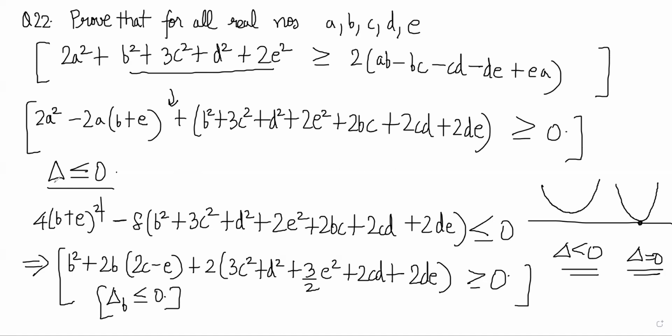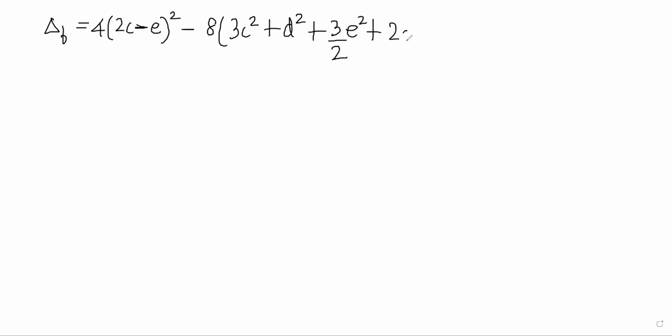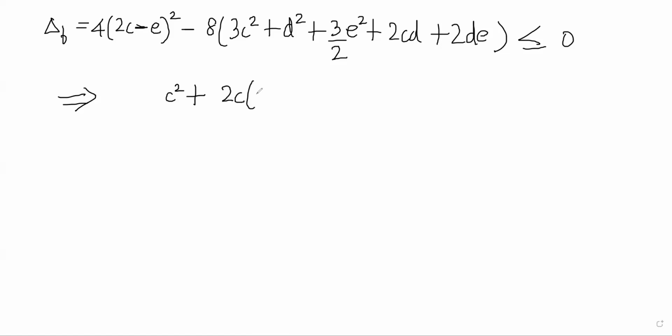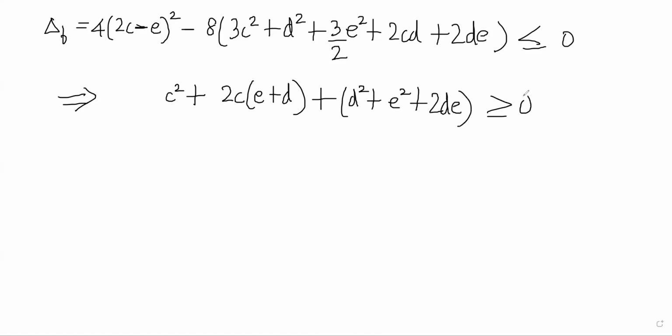And let's write on the next screen the discriminant that comes for b. That is equal to 4 times (2c minus e) whole square minus 8 times (3c square plus d square plus 3e square plus 2cd plus 2de) is less than or equal to 0. Again, simplifying this, you can write this as a quadratic in c: c square plus 2c(d plus e) plus d square plus e square plus 2de is greater than or equal to 0.